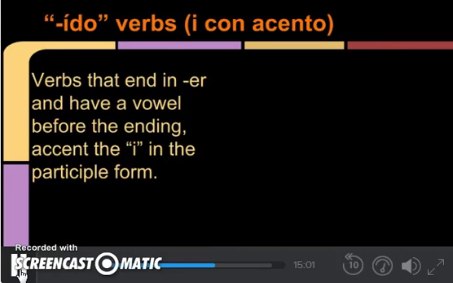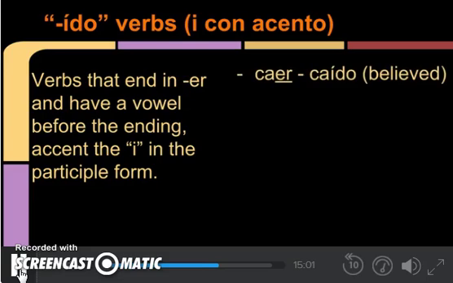Okay, so another note, these verbs, they're not really irregular. You just have to remember that there are some verbs that are called ido verbs or y con acento verbs. So verbs that end in er and have a vowel before the ending, accent the I in the participle form. There's not a whole lot of these, and they're verbs that you know. So caer ends in an er, vowel before is caído. Oh, that should be fallen. Oops, not believed.